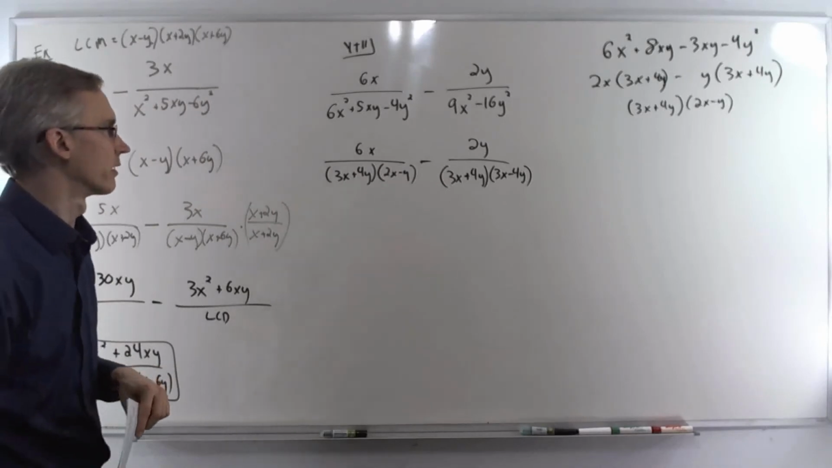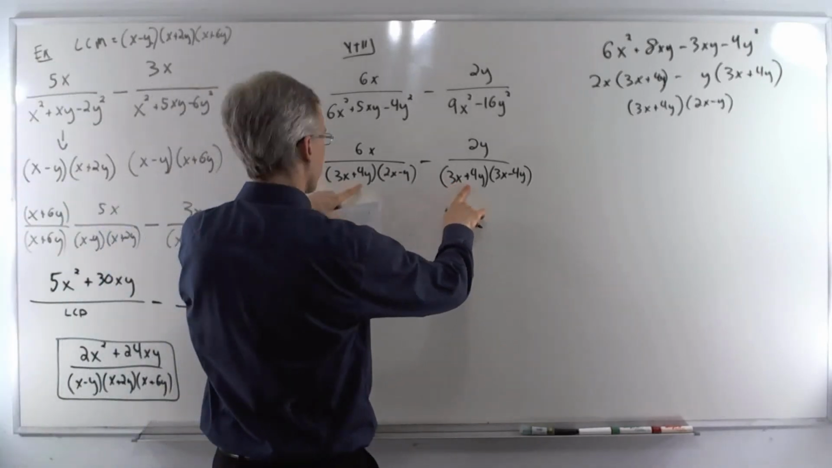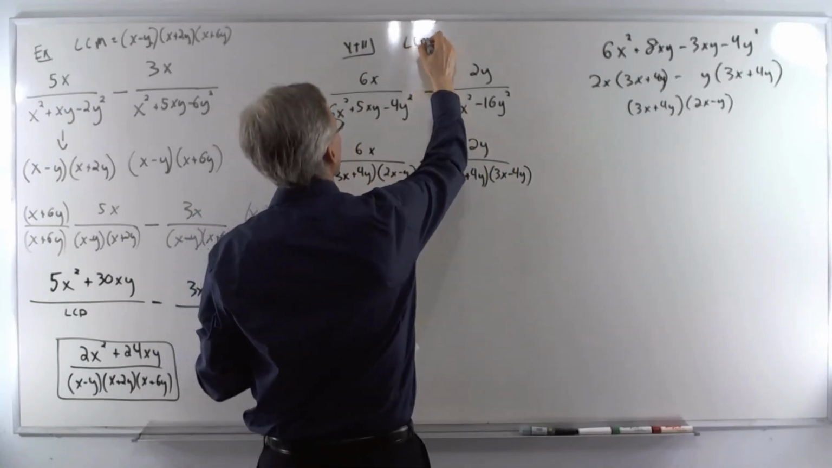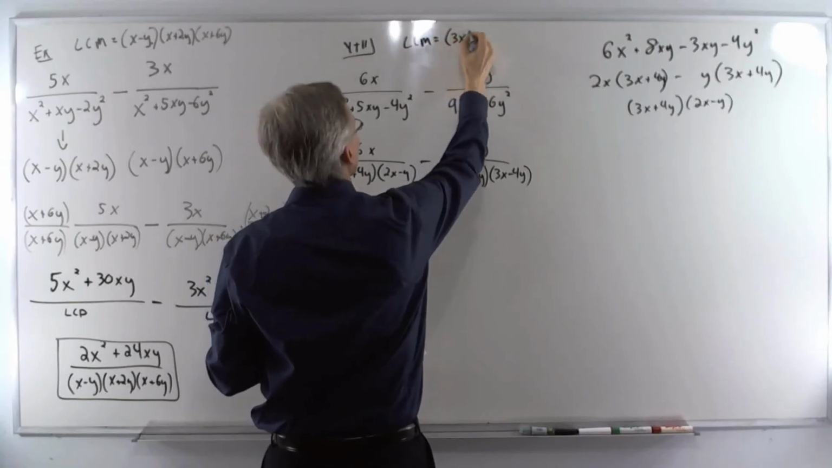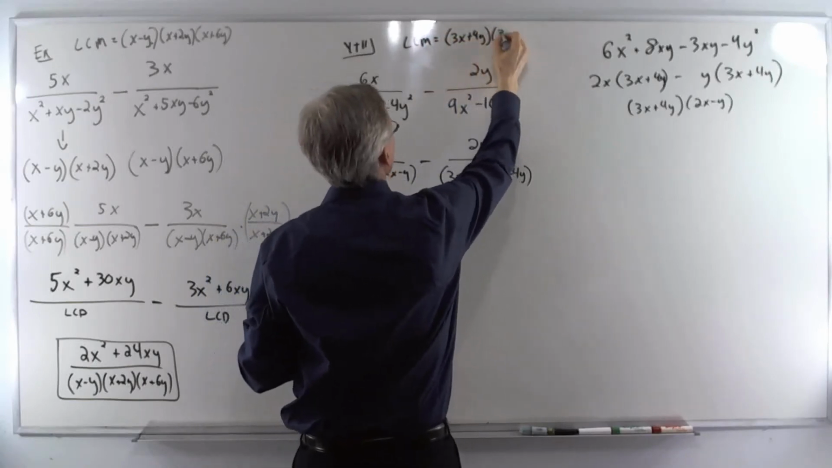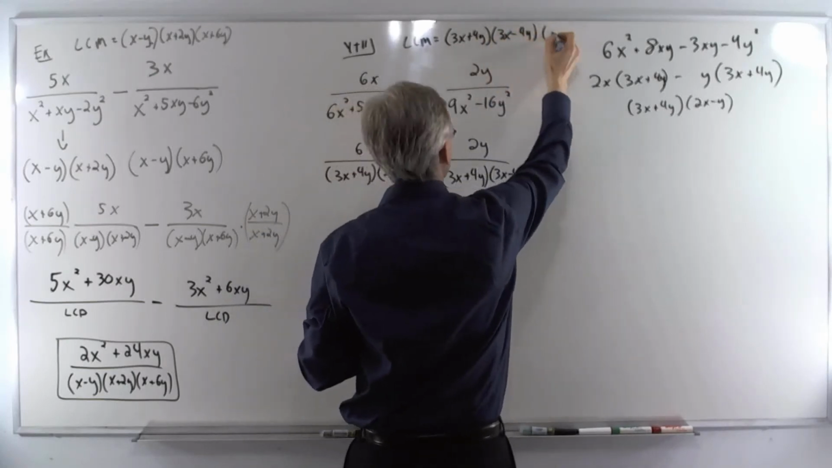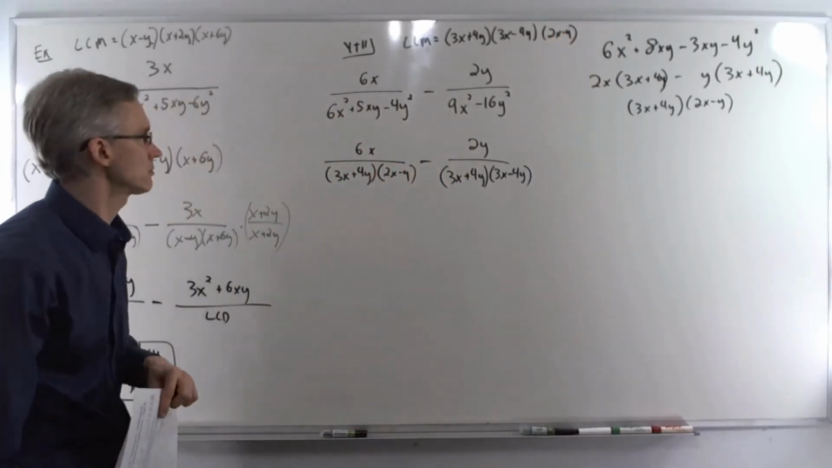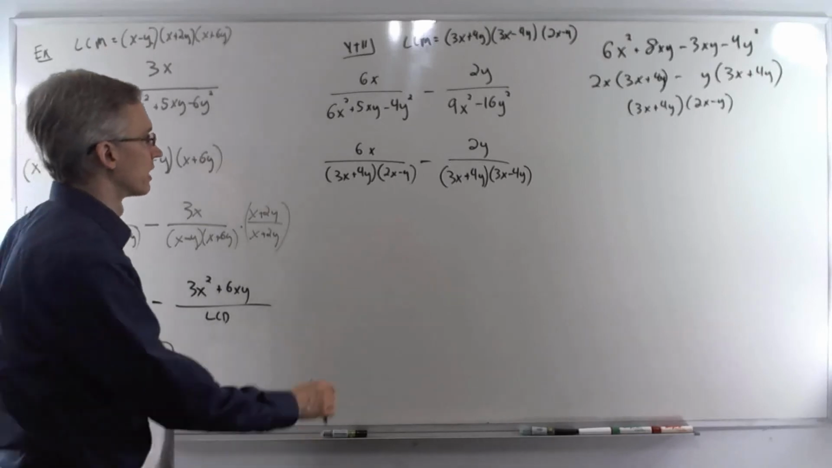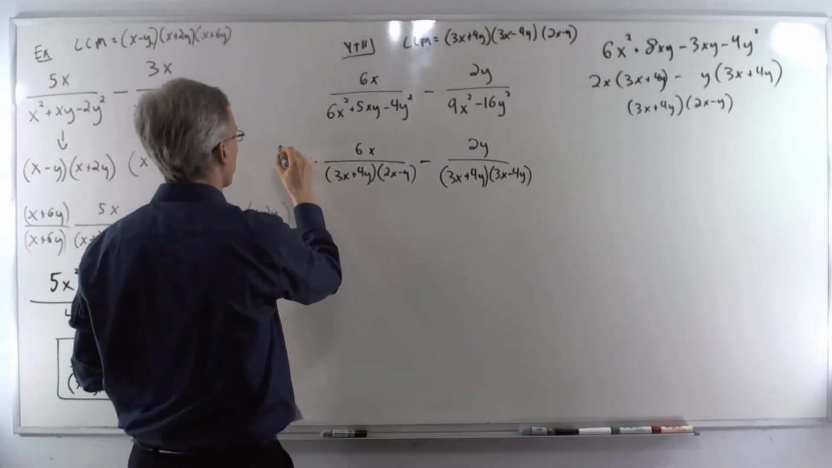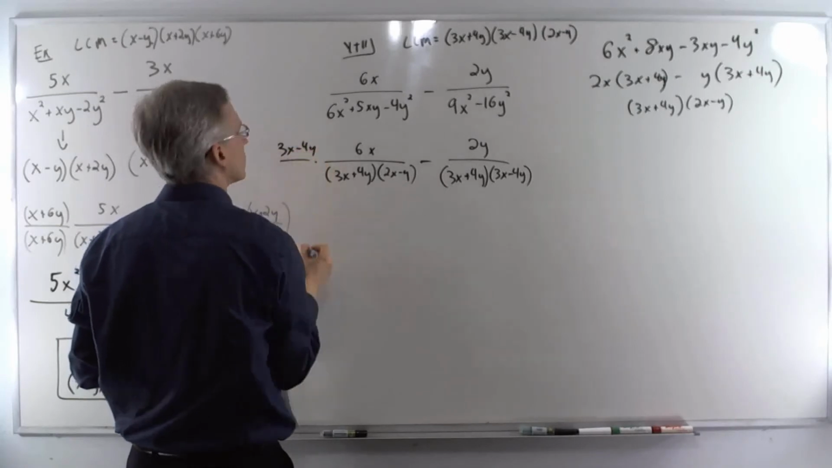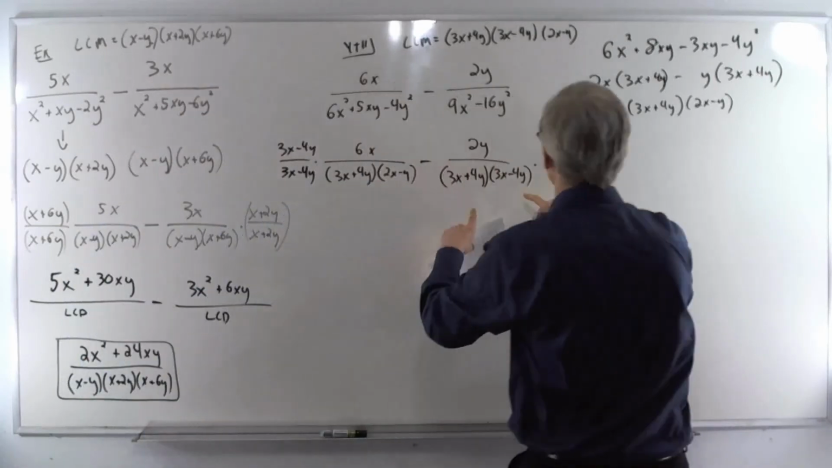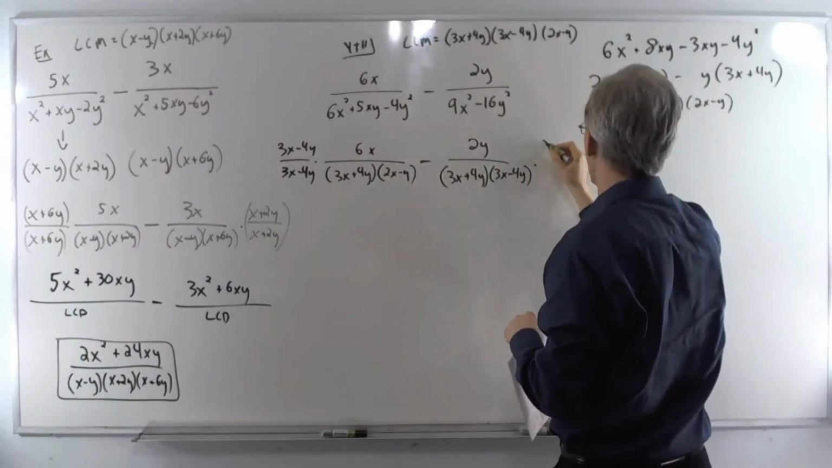All right, now we need our common denominator. So we've got matching binomials here. The only ones that are different are 2x minus y and 3x minus 4y. So our LCM is 3x plus 4y times 3x minus 4y times 2x minus y. Now we're going to multiply by what is missing. This one is missing 3x minus 4y. And this fraction is missing, got these two, we need 2x minus y.